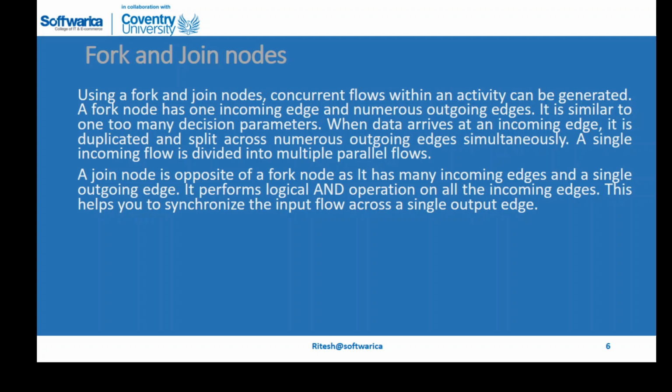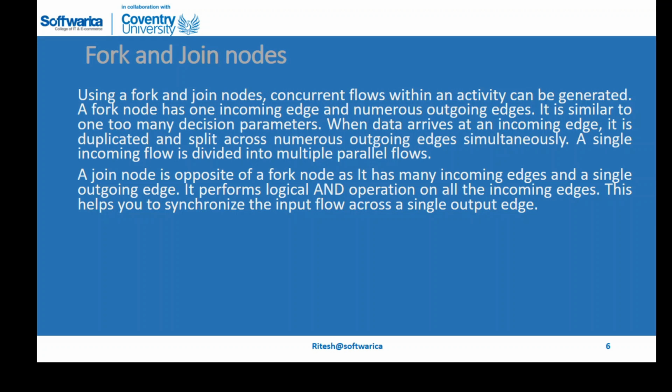Fork and join nodes. Using fork and join nodes, concurrent flow within an activity can be generated. A fork node has one incoming edge and numerous outgoing edges. It is similar to a one-to-many decision parameter. When data arrives at the incoming edge, it is duplicated and split across the numerous outgoing edges simultaneously. A single incoming flow is divided into multiple parallel flows.